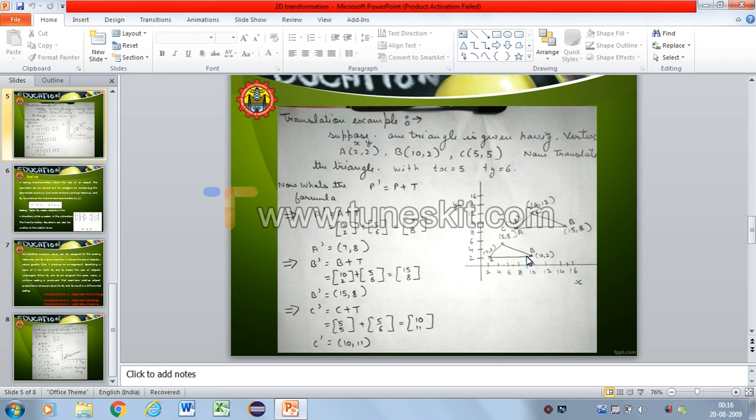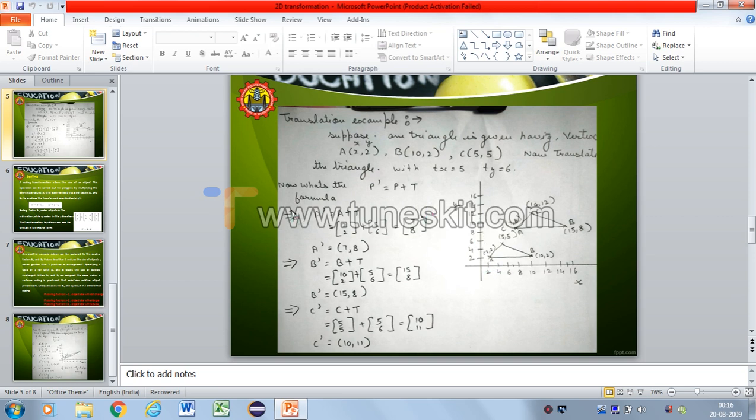Now our translation distances, which means the shift vector, the translation distance vector Tx and Ty, is given. Tx is 5 and Ty is 6. Now we want this triangle to shift from this location to this. So how does it happen? We use this formula on every vertex of the triangle.